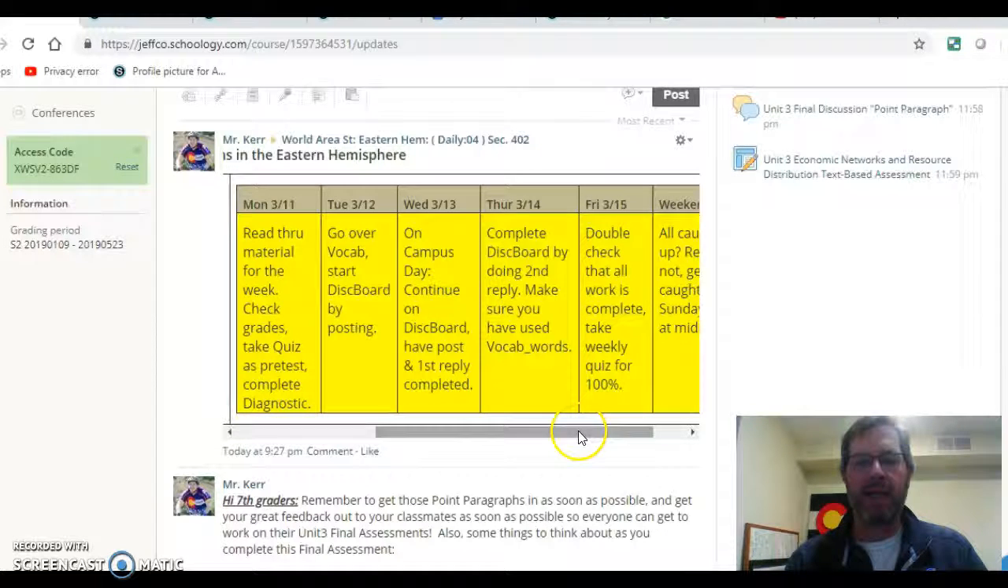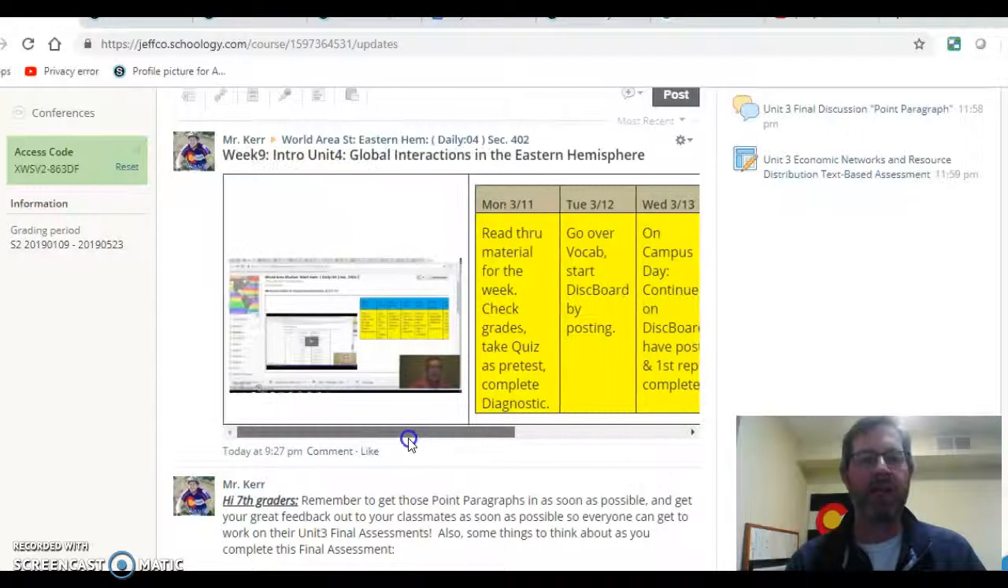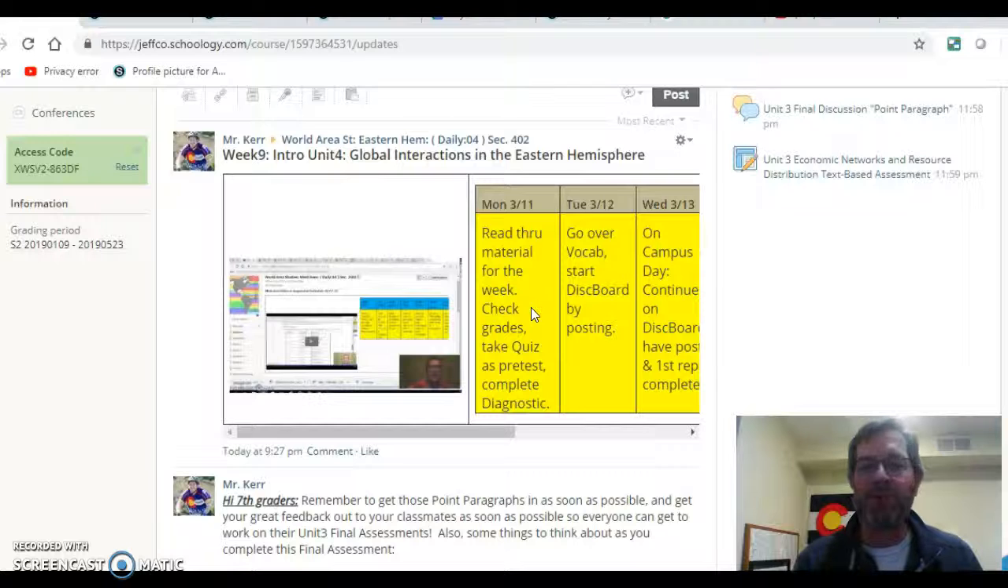Mr. Kerr here as we get into week 9, which is the introduction to Unit 4, Global Interactions in the Eastern Hemisphere, our final unit of the year. So Unit 4, Global Interactions. What we're doing with this unit is we're really tying together the first 3 units. We just finished up Unit 3, which is about economic networks, how different countries and their economic systems work and the different types of economic systems throughout the Eastern Hemisphere.